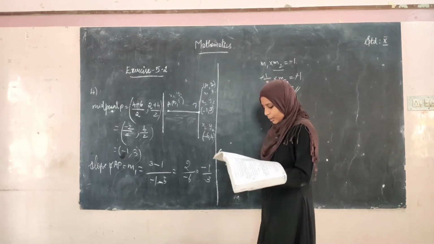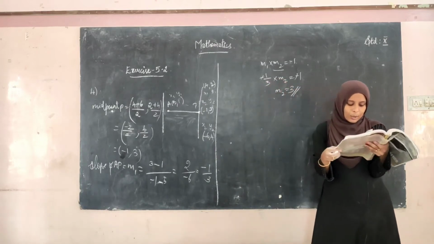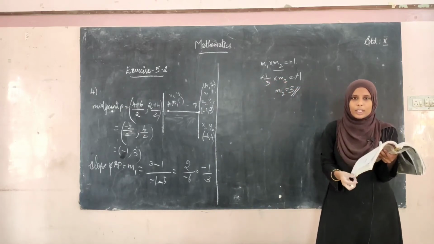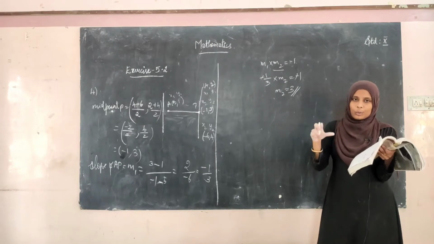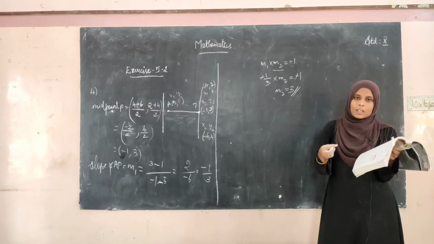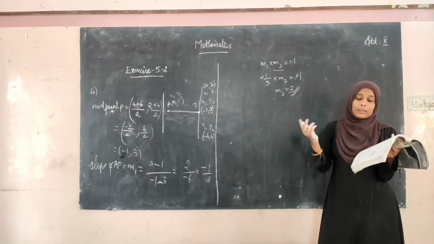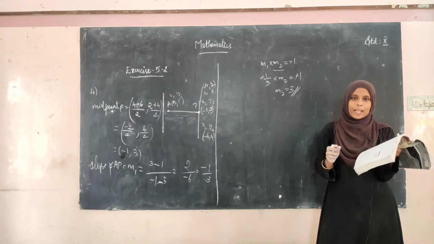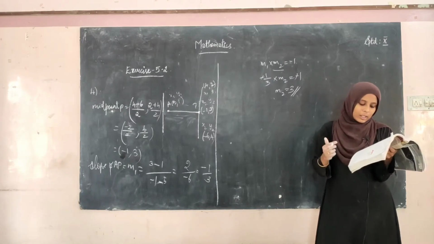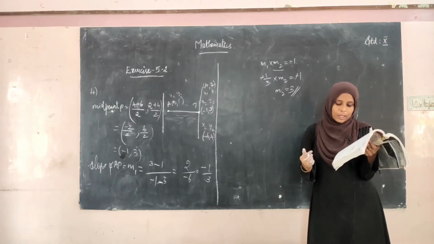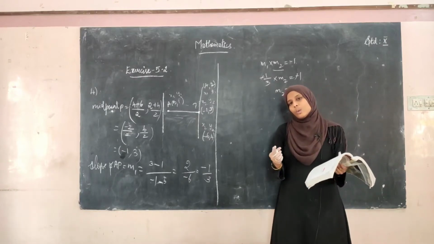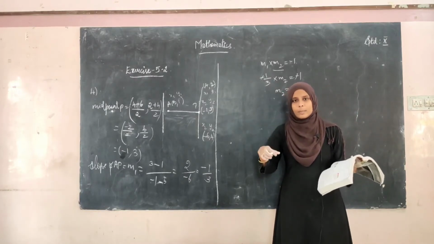See the fifth sum and sixth sum. Fifth sum: show that the given points are collinear. Collinear means you have to take two points and find the slope. If the two slopes are the same, you can say that the 3 points are collinear. See the sixth sum: if the 3 points are collinear, find the value. So collinear means the slopes will be the same.